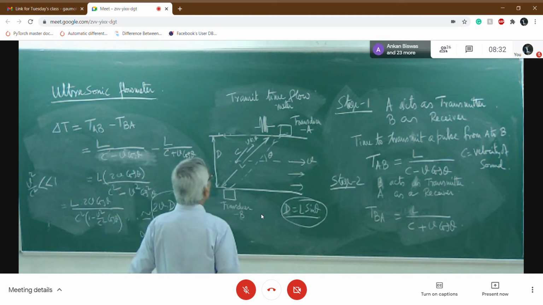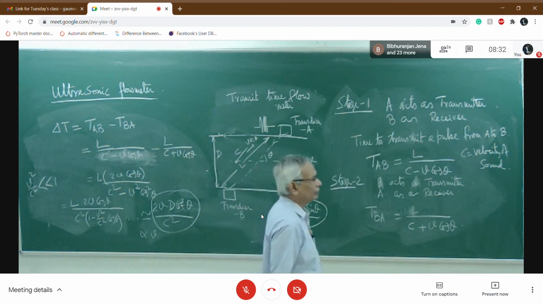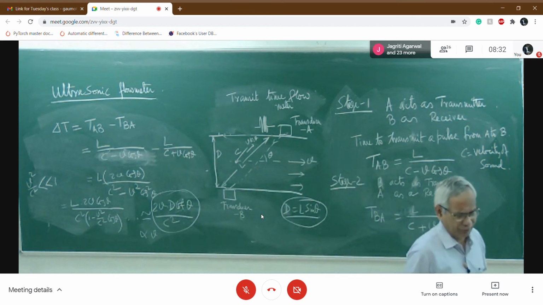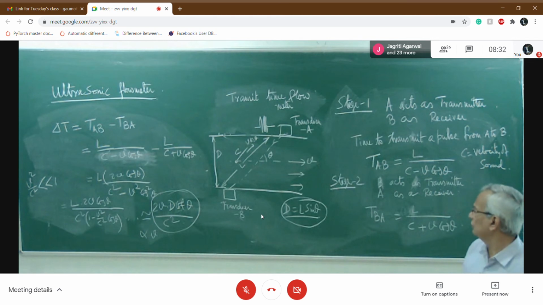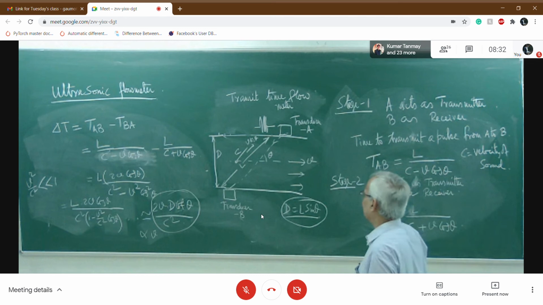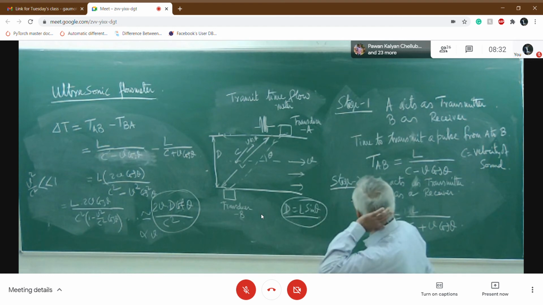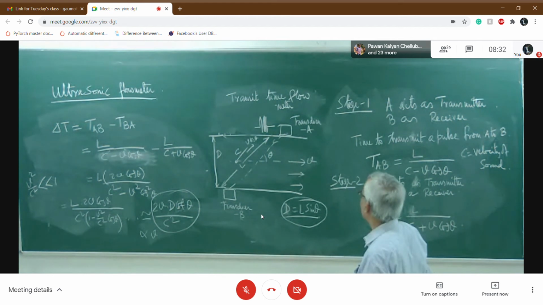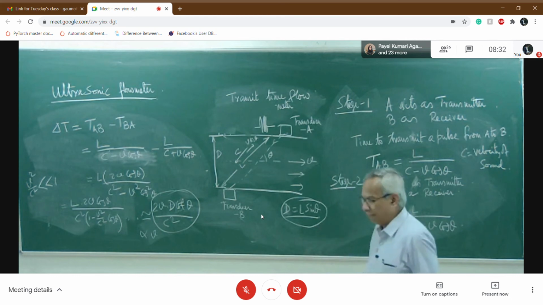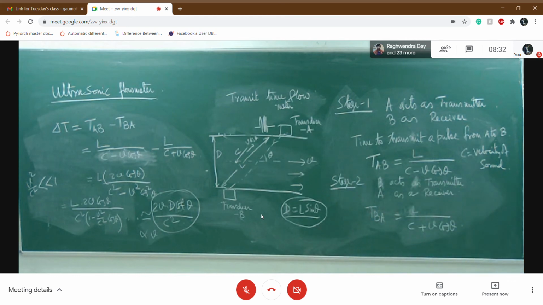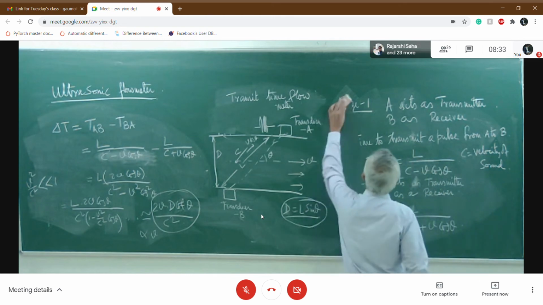So you don't have to do anything there. You will have to only strap the two transducers at two different places on the outside of the pipe, and from there it can tell you what the flow rate is, how much the flow rate is. It can exactly tell you without intruding. But the sophistication of the measurement can be understood.